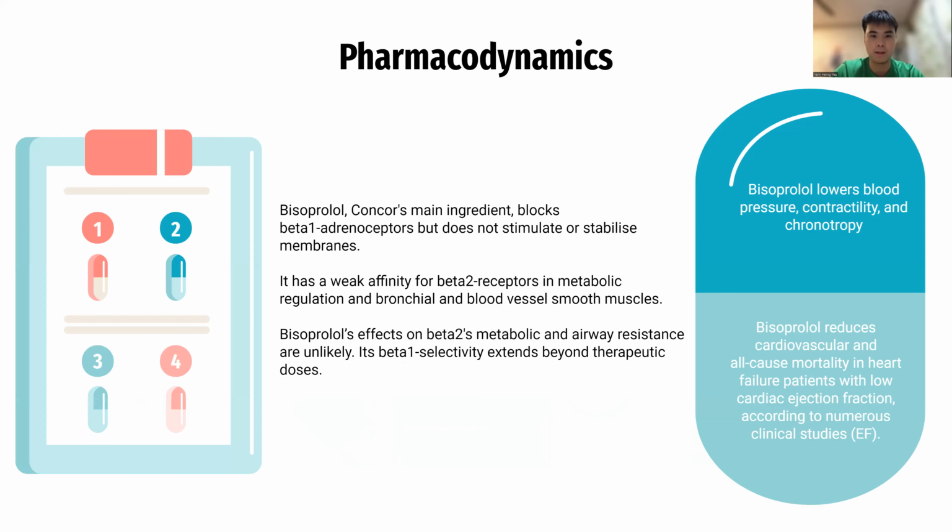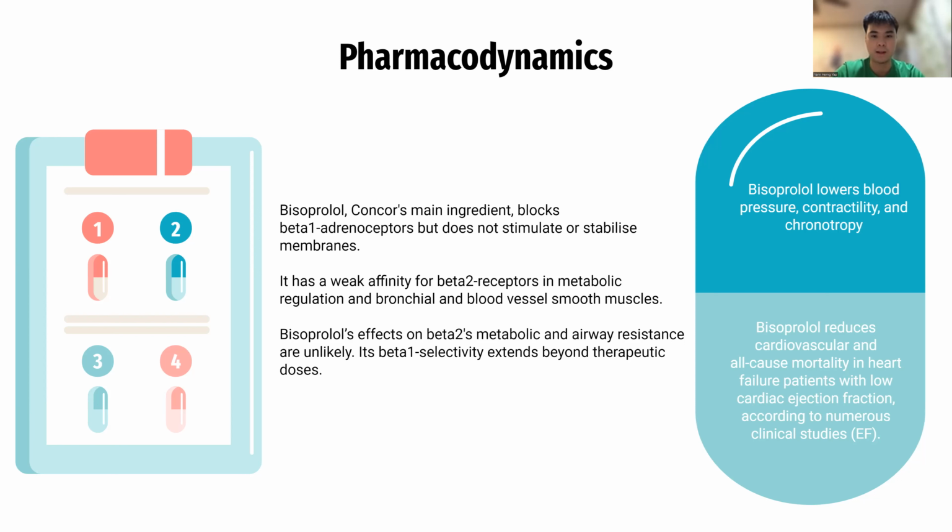Bisoprolol is a beta-1 selective adrenergic receptor blocker that has no useful intrinsic stimulating or membrane stabilizing effect. It only has a very weak affinity for the beta-2 receptors involved in metabolic regulation, as well as those found in the smooth muscles of the bronchi and blood vessels. Therefore, it is generally not predicted that bisoprolol will affect the effects of beta-2 on metabolic regulation and airway resistance. The therapeutic dose range is not the limit of its beta-1 selectivity.